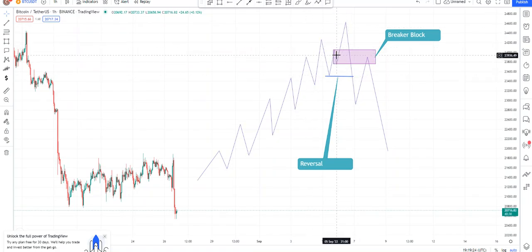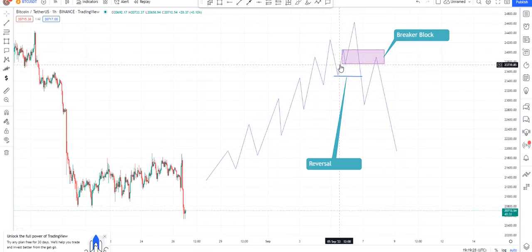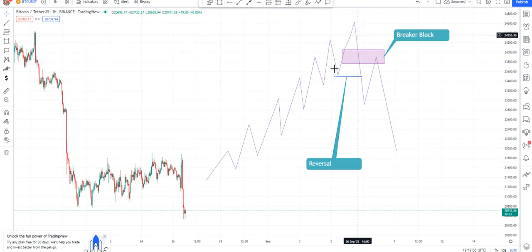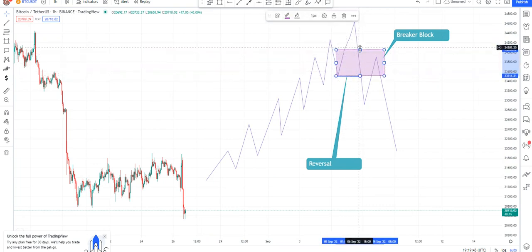So the breaker block will form here, but sometimes you may not see something like this there. It may just run it out straight, very straight and fast. Okay. So if there's no small hiccup here, that means the breaker block is the first one that started that up move. So it's always the last down candle before liquidity was taken out. That is the breaker block.